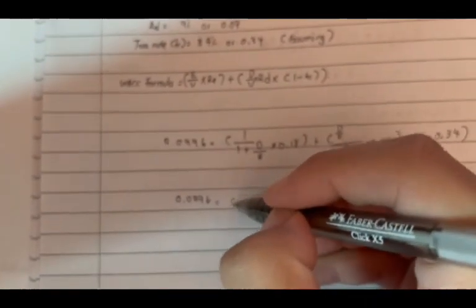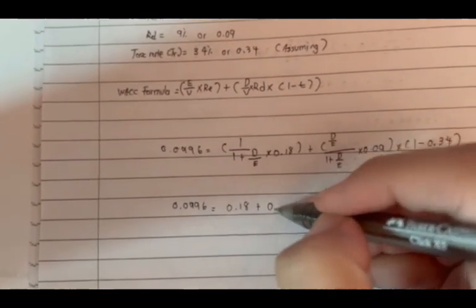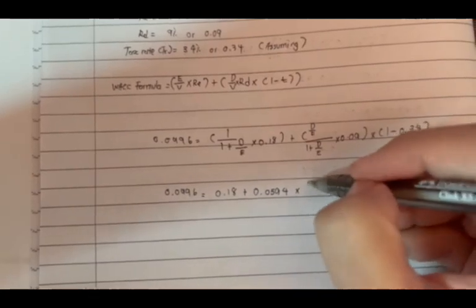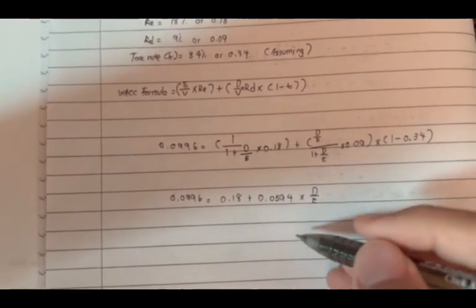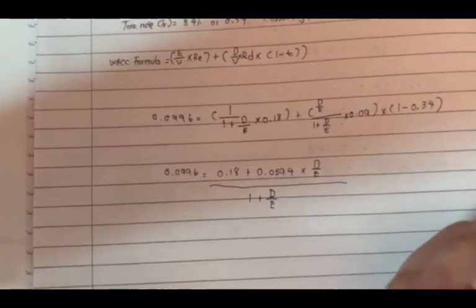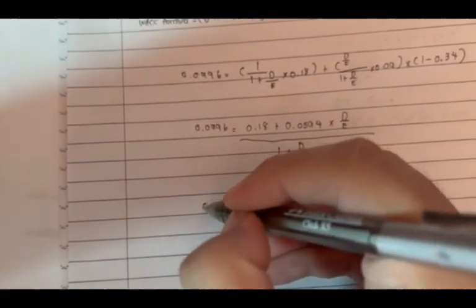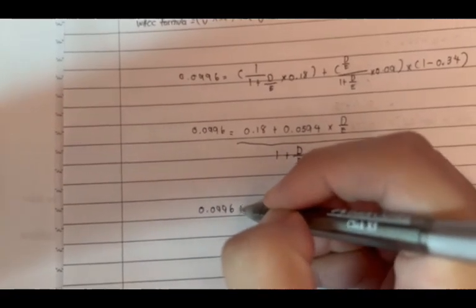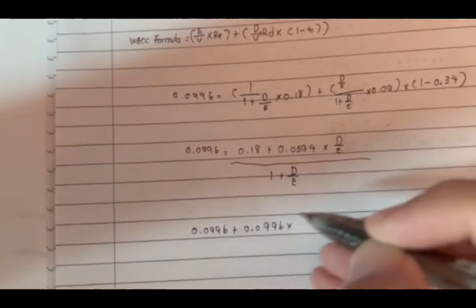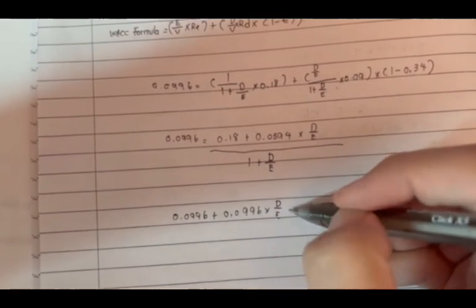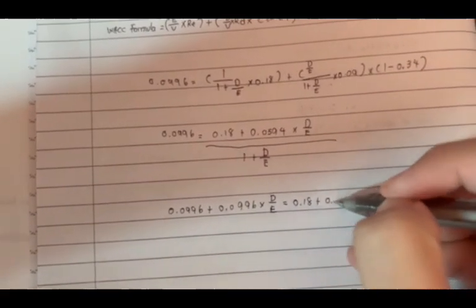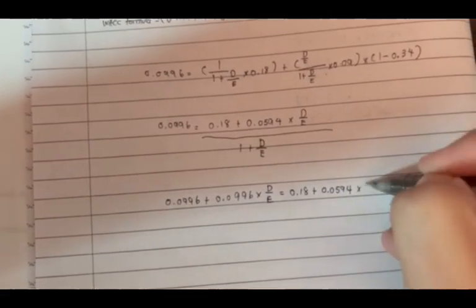0.0996 equals 0.18 plus 0.05994 times D over E, over 1 plus D over E. Okay, 0.0996 plus 0.0996 times D over E equals 0.18 plus 0.0594 D over E.